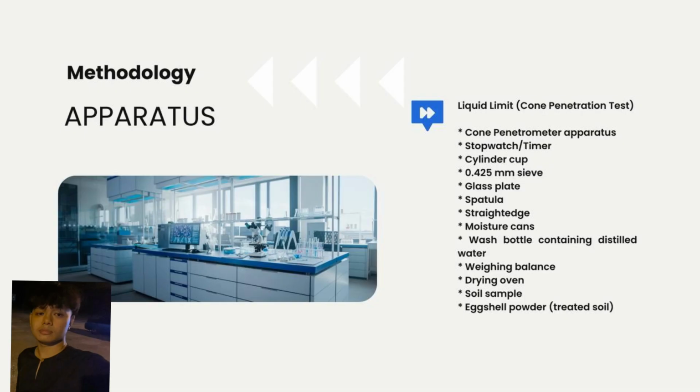Next part of the methodology is apparatus. First, I will talk about the liquid limit cone penetration test apparatus. Cone penetrometer apparatus, stopwatch or timer, cylinder cup, 0.425mm sieve, glass plate, spatula, straight edge, moisture cans, wash bottle containing distilled water, weighing balance, drying oven, soil sample, eggshell powder, treated soil.